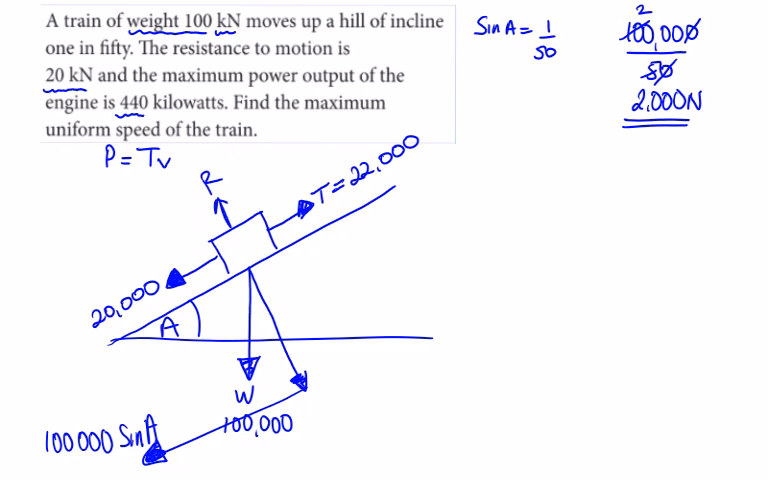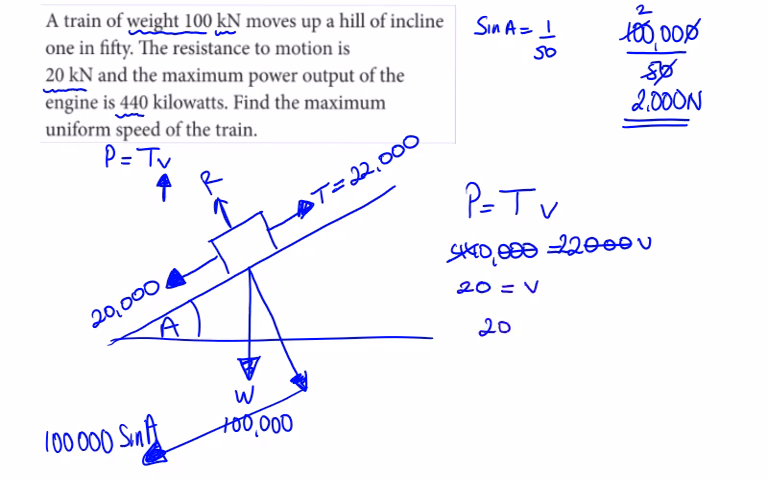So we're looking for the maximum uniform speed. Back to this guy here, the maximum uniform speed of the train. We use our power is equal to the tractive effort times the speed. It's pulling it at a constant speed. So 440,000 is equal to 22,000 times the speed. And if we knock off 3 zeros and divide 440, or divide 44 by 22, we're just left with 20 is equal to the speed, and that will be 20 meters per second.